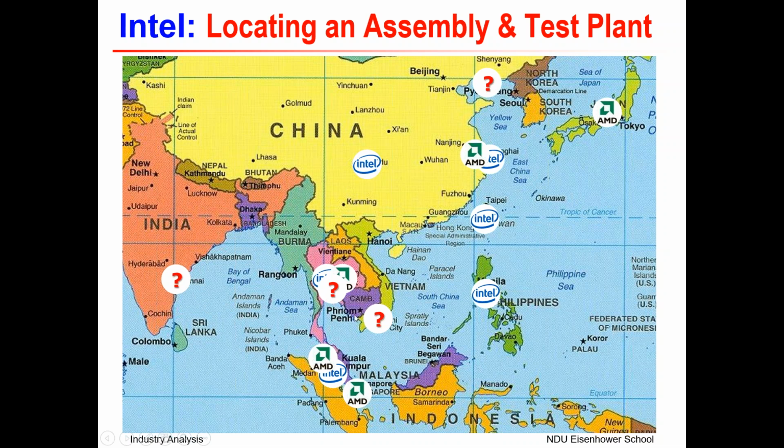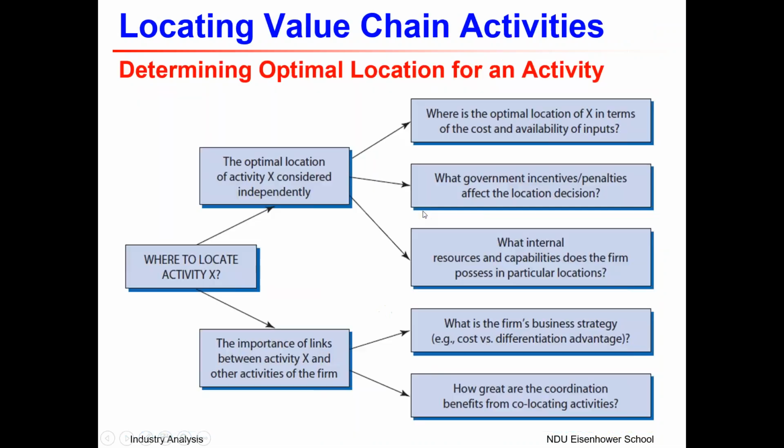Should it locate in Bangkok? Intel has an SCM facility there, but AMD already has an AT facility as well as a fab in Thailand. Or should it locate in Ho Chi Minh City in Vietnam? So that's the choice, the decision they have to make. In making this choice, your reading from the Grant textbook talks about this sort of decision tree. It's not really a decision tree. It's a selection of questions to ask, right? And you can go through each one of them if you want.